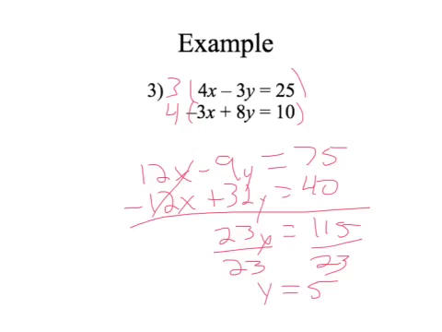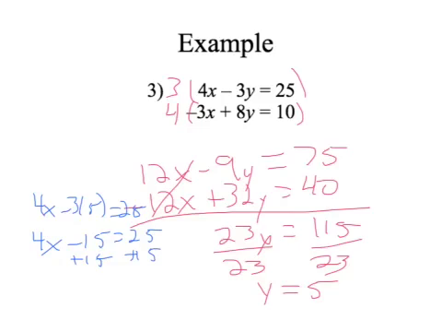So I need to plug that into one of my original equations, take out the y, and replace it with 5. Negative 3 times 5 is negative 15. I'm going to add 15 to both sides. So it's going to be 4x is equal to 40. Divided by 4, and x would equal 10. So my answer would be 10, 5.